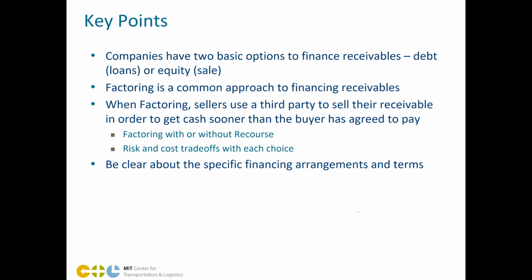They can either take a loan against the receivable or they can sell it. And factoring is a very common approach to financing receivables. And when factoring, sellers use a third party basically to sell their receivable to in order to get cash. And there's two options, factoring with and without recourse. And those, of course, have some bearing on what the costs are and what the risks are. And finally, be very clear about the specific financing arrangements and terms.